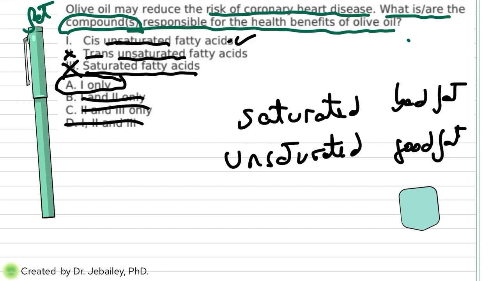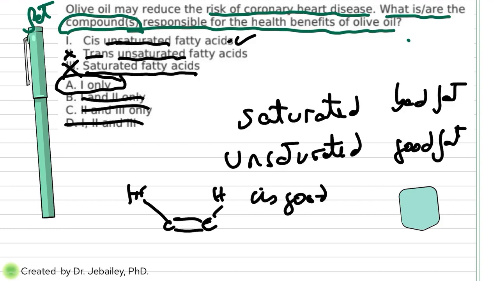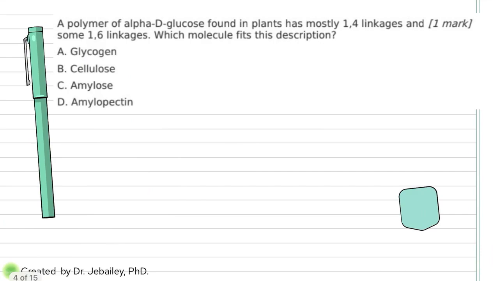And then when you have a double bond, if the hydrogens are on the same side, right, then that's a cis, which is a good thing. But if the hydrogens connected to another carbon are on the opposite side, that's trans, and trans is a bad one. So trans is manipulated in the lab, which is bad, but cis is a good one. So remember, cis is always good, so this is always an A. So let's go for the next question.